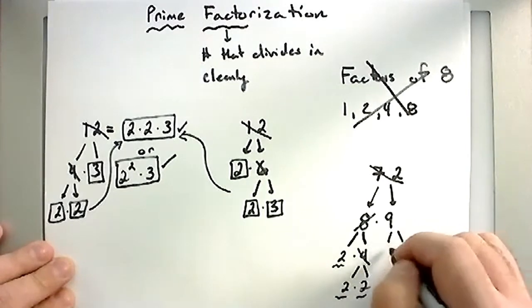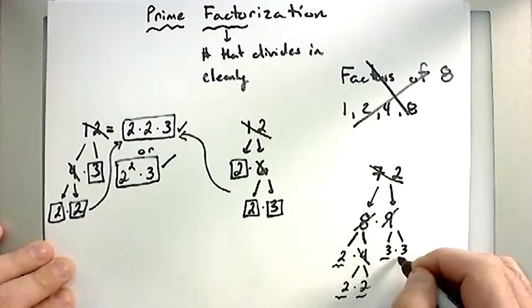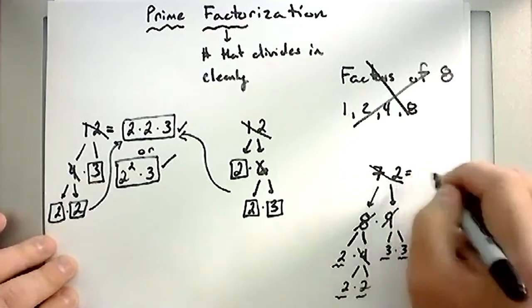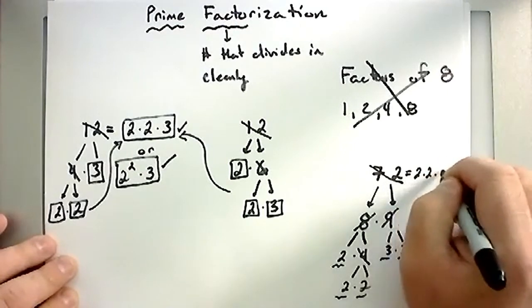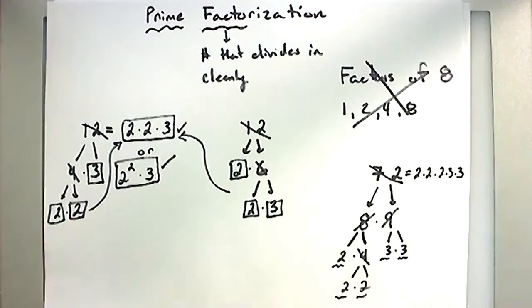9 breaks down into 3 and 3. 3 is prime. 3 is prime. And so we're left with nothing but prime numbers. Collect them all together, and you have the prime factorization of 72. 2 times 2 times 2 times 3 times 3.